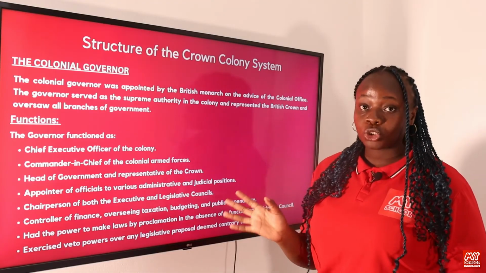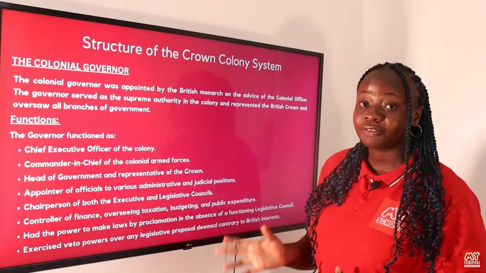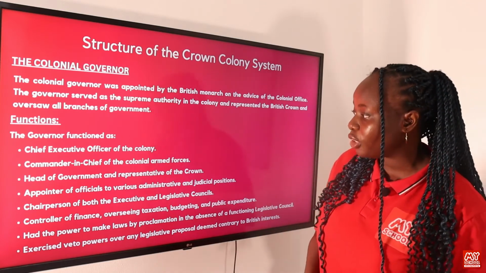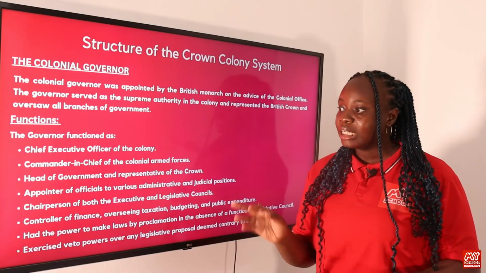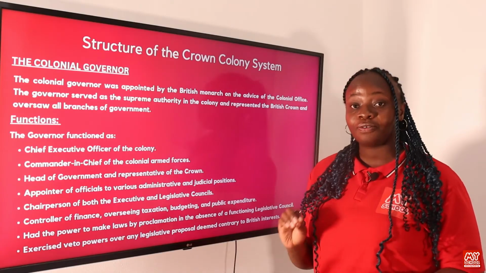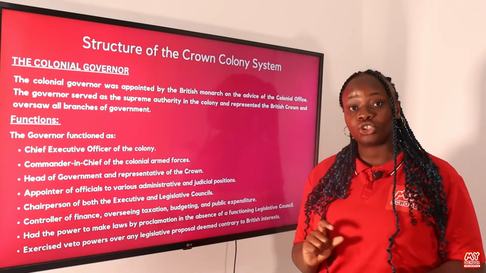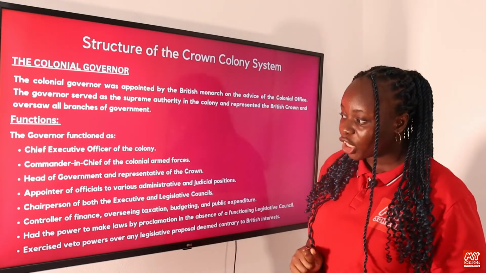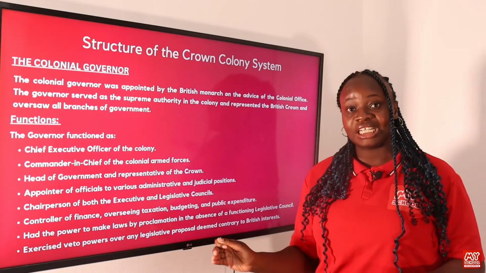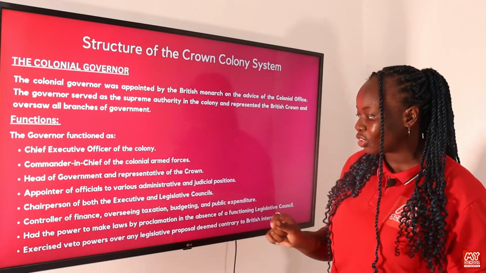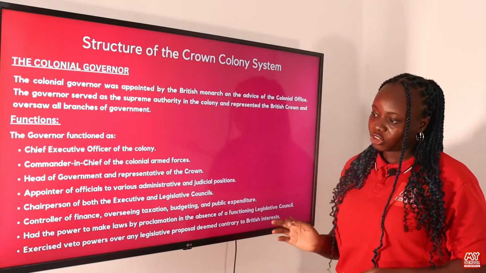So following are the functions of the colonial governor. First of all, he is the chief executive officer of the colony. He is also the commander-in-chief of the colonial armed forces. He is the head of government and representative of the crown. He is the appointer of officials to various administrative and judicial positions. He is the chairperson of both the executive and legislative councils. He is the controller of finance, overseeing taxation, budgeting, and public expenditure.